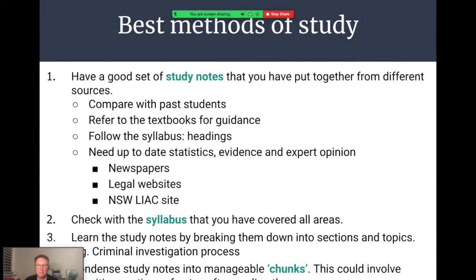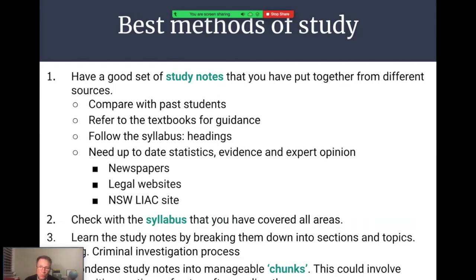How do we study? Well, I think the best methods of study are outlined on this sheet. First of all, have a good set of study notes that you put together from different sources. Make them your study notes. It's very easy to go to websites and get other people's study notes, but it's the process of creating your own study notes which gives you the understanding and helps you to interact with it and therefore remember it. By all means, look at other people's study notes, but create your own.